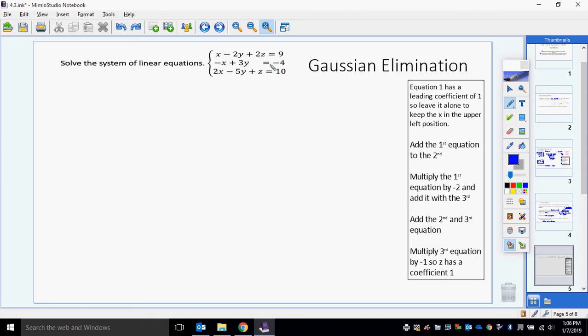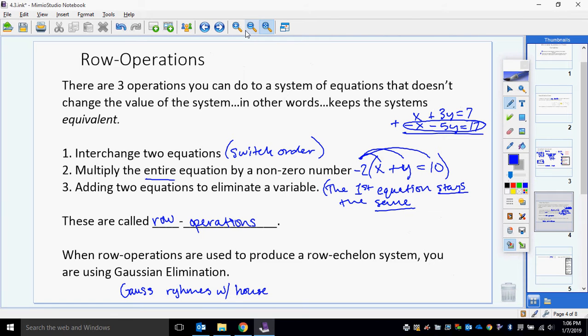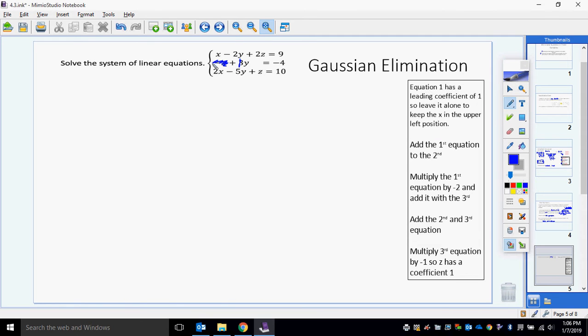Okay, well, what does our second equation need to look like? Well, it can't have an x, and this leading coefficient has to be a 1. But I can't just get rid of that, you guys, right? That would change the system entirely. That would not be the same problem. So I have to use these 3 row operations in order to get rid of this x and change this 3 to a 1y.